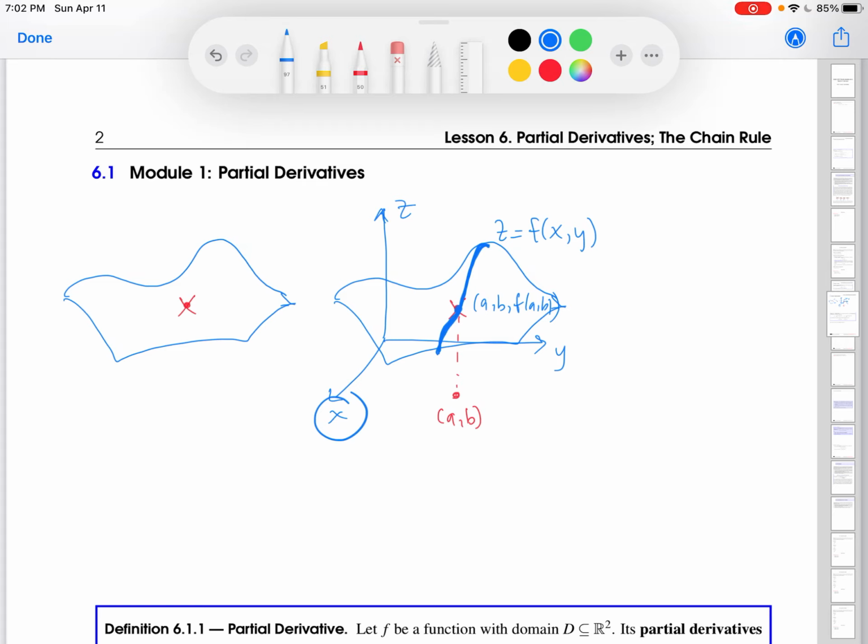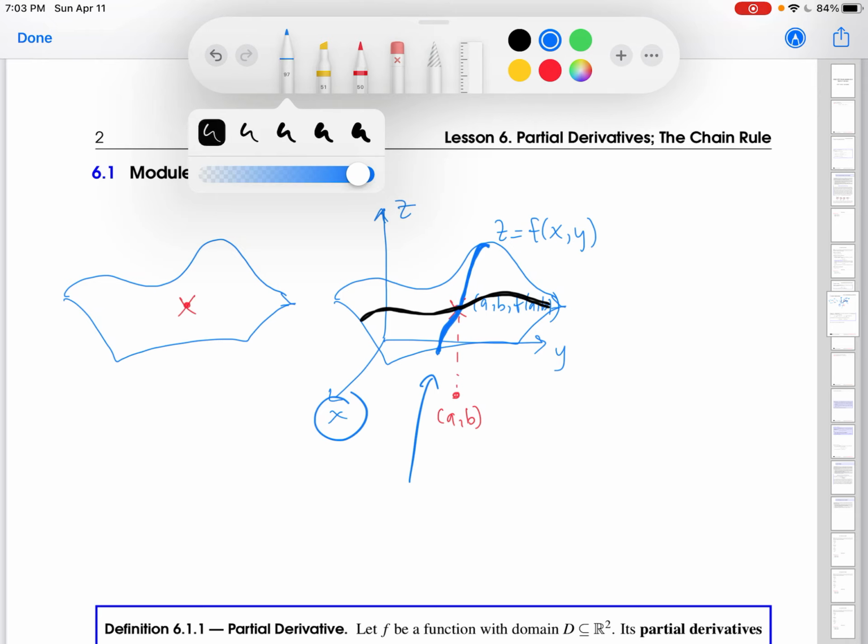What if I tried to move parallel to the y-axis? Again, I haven't told you much about this function, but it might look something like this, right? And this would be the curve that's parallel to the y-axis. You can see that depending on whether you walk parallel to the x-axis or parallel to the y-axis, you're going to have varying levels of difficulty doing so. And these curves that I've drawn now are single variable functions.